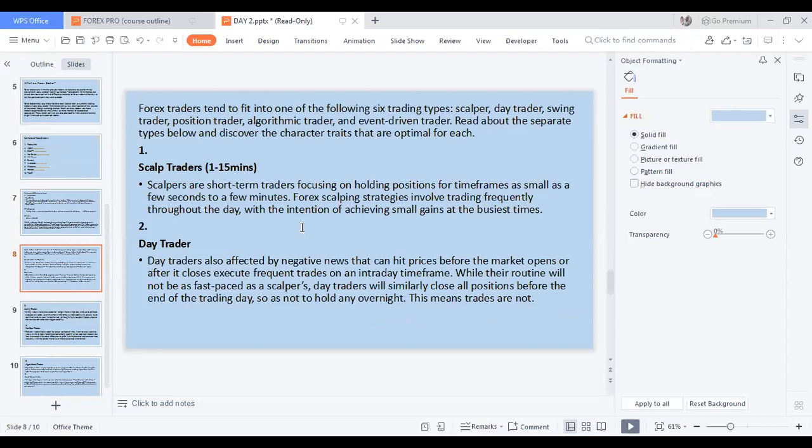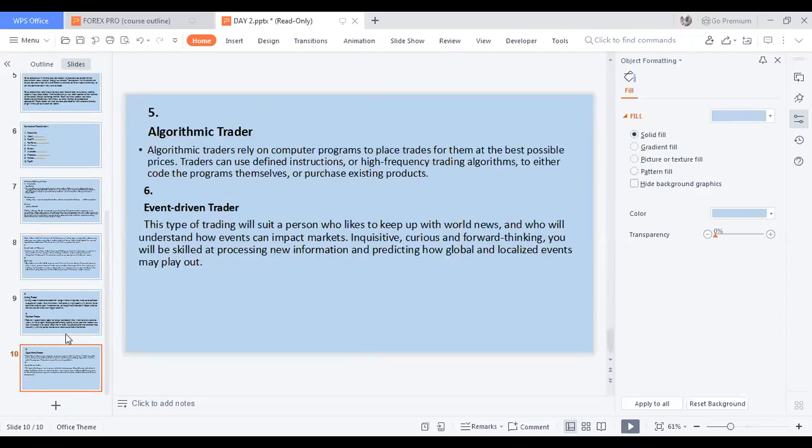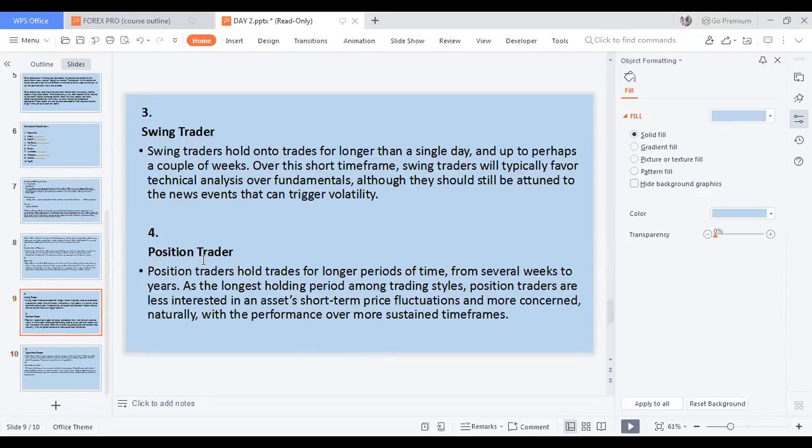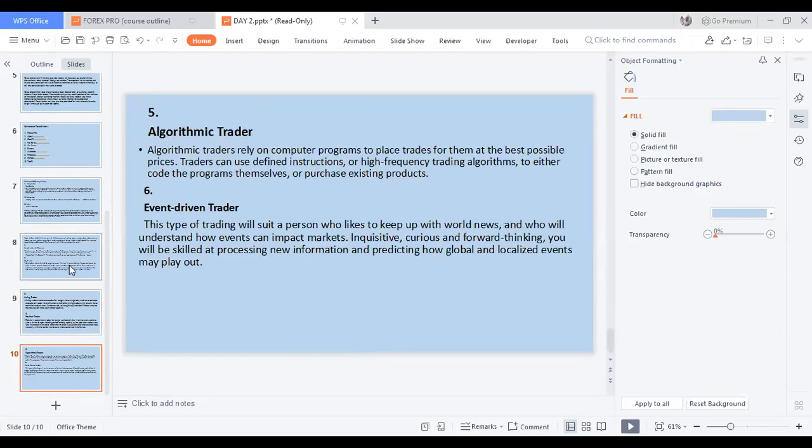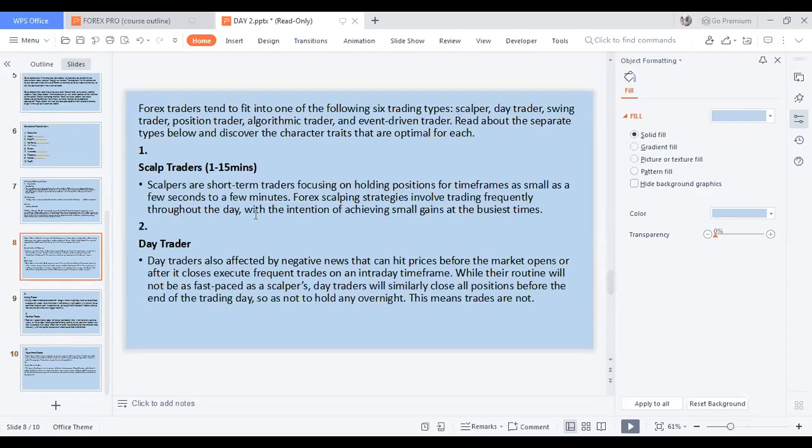So now, types of traders. There are six types of traders. There's scalp trader, day trader, swing trader, position trader, algorithmic trader, and event-driven trader. A scalp trader is a trader that trades from a few seconds to a few minutes. Day traders are very similar to scalp traders.